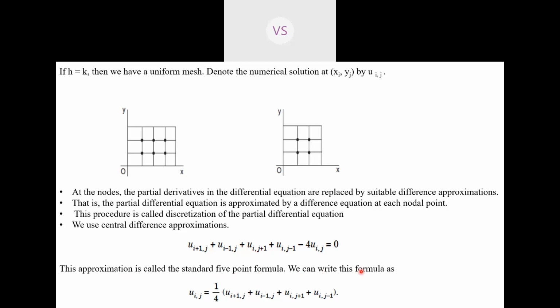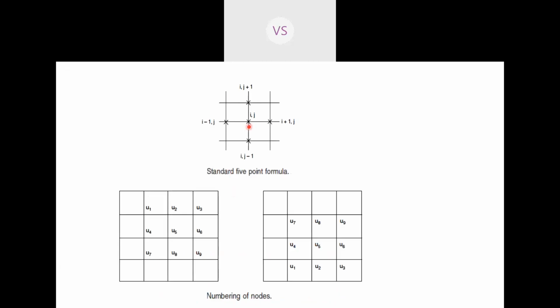We can write this formula as u(i,j) = 1/4 [u(i+1,j) + u(i-1,j) + u(i,j+1) + u(i,j-1)]. How to remember this formula? It is very simple to remember through this figure. Suppose this is the first point uij. Then this point will be i+1, j. This one will be i-1, j. Here there will be an increment in j, so i, j+1, and this will be i, j-1. So we have 5 points over here.